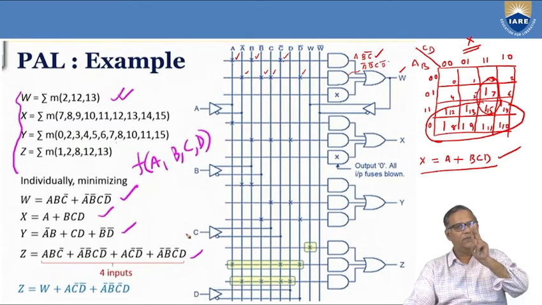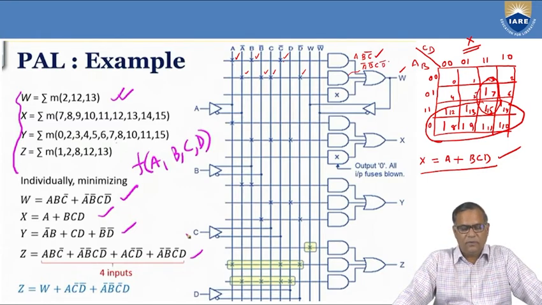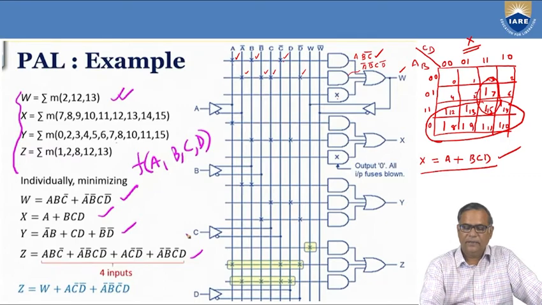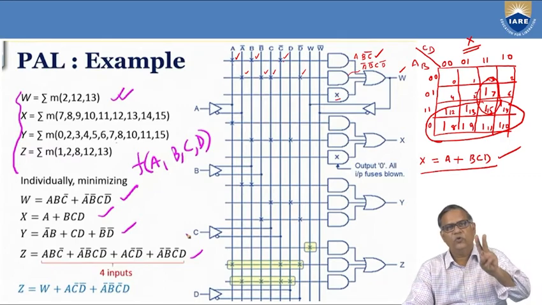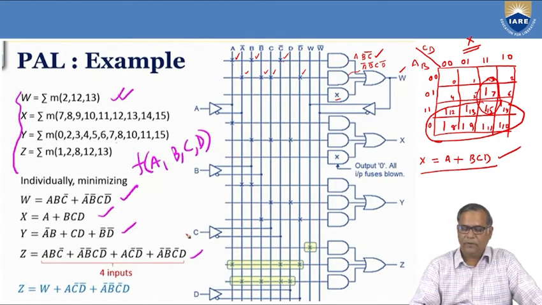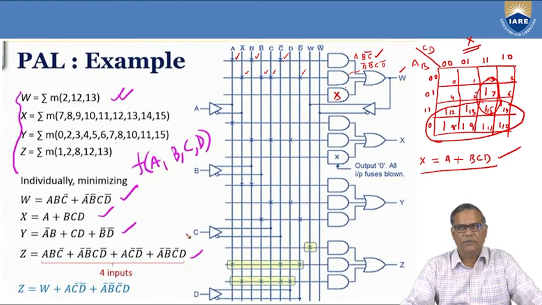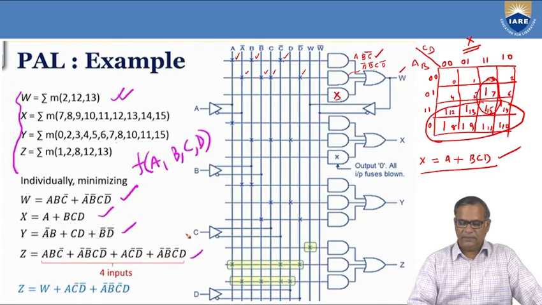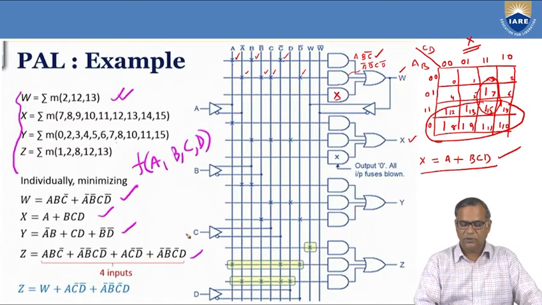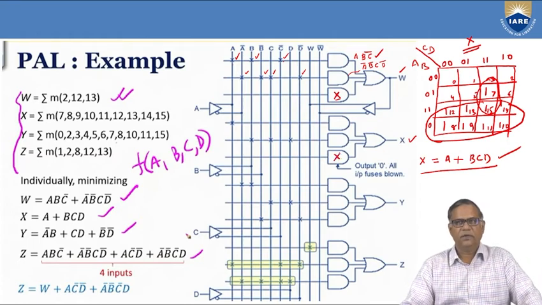So W has only 2 products, A, B, C bar and A bar, B bar, C, D bar. This AND gate is not used because W has only 2 terms. That is why I have marked it here. That means this AND gate is not used. So I have realized W. Similarly, X is realized and X also has only 2 terms, so this AND gate is not used.